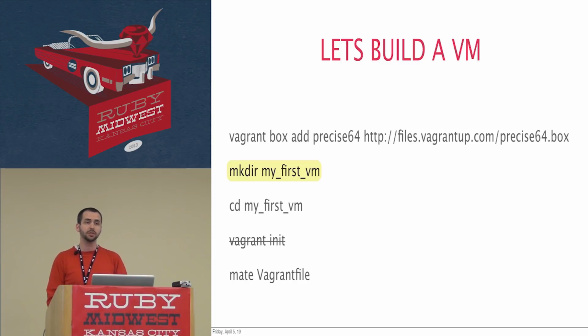Make a directory for your virtual machine and go into that directory. Normally, you would run vagrant init, which would create a Vagrantfile for you. It's a big, long thing, about 150 lines with lots and lots of comments and commented out examples of how to do different things. We're not going to do that in this example. We're going to build one from scratch. But if you're trying this out, I would encourage you to do the vagrant init and see all the options they provide. So we're going to just edit the Vagrantfile directly.